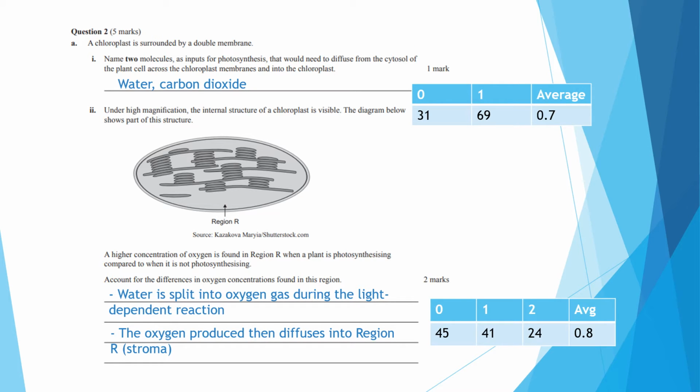Here, for 2 marks, you must identify correctly how oxygen is being produced during the light-dependent reaction, the first stage of photosynthesis, which is water is split to produce oxygen gas. For the second mark, you need to state why oxygen would be found in region R, which is the stroma, because remember the light-dependent reaction occurs in the disc-like structures called the grana. So you need to also mention that the oxygen produced then diffuses into the stroma. VCAA was also quite generous that they would give you a point if you mention when light is not available, oxygen is not produced.